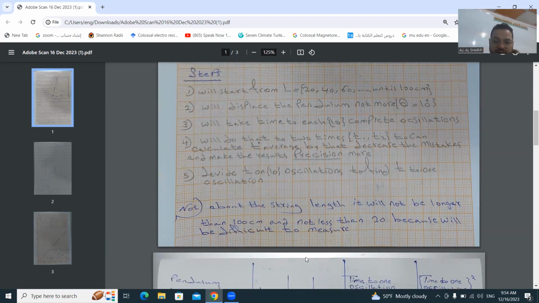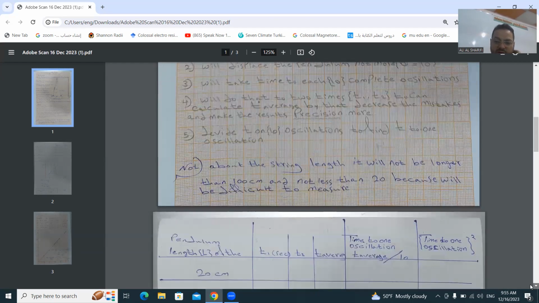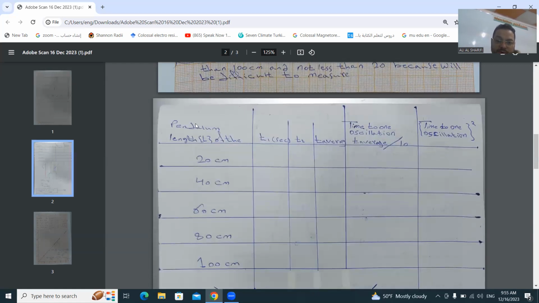to plot my curve. About the string length, here it's noted, the string will not be more than 1 meter and not less than 20 centimeters, because the work on these two results will be difficult. Now let's take a look at the column. Here the pendulum length is 20, 40, 60, 80, 100 centimeters.